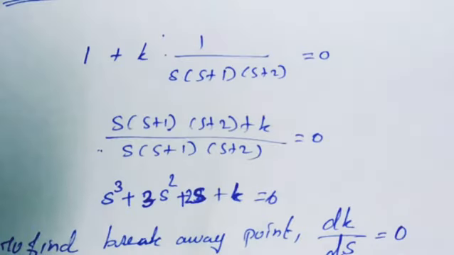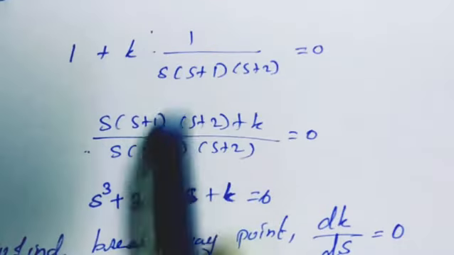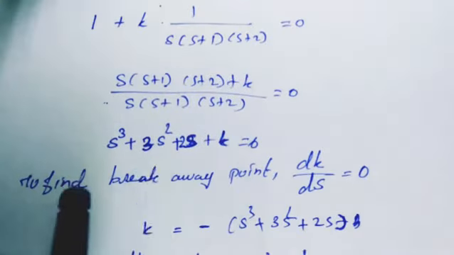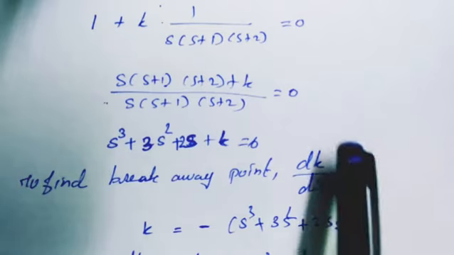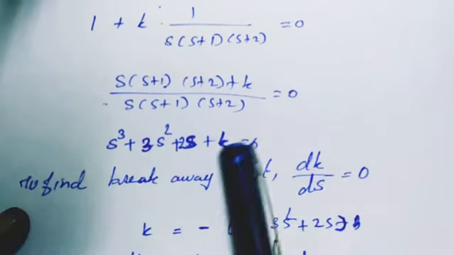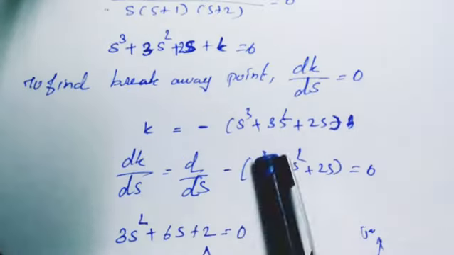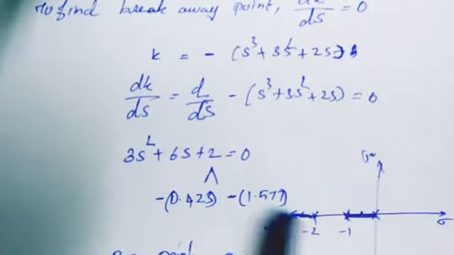So first we have to find out the characteristic equation from this. After taking LCM, we will be having our characteristic equation like this. For finding the breakaway point, we have to differentiate k with respect to s and equate it to 0. For that we need k first. So we are separating the k like this. So this will become 3s square plus 6s plus 2 equal to 0. And we are finding the roots of this.